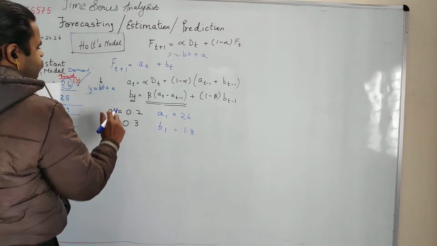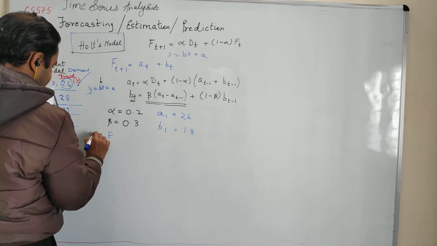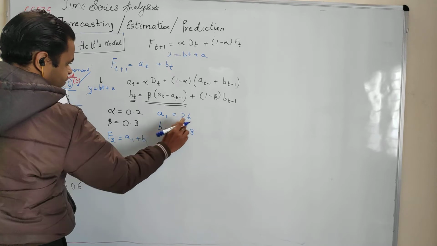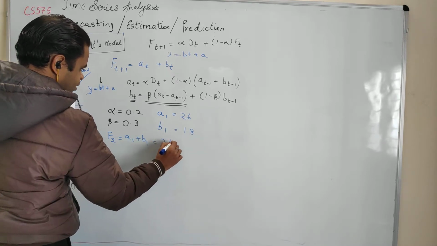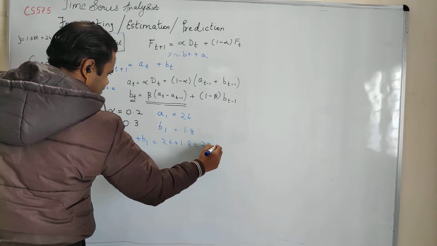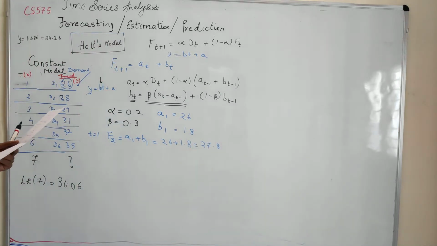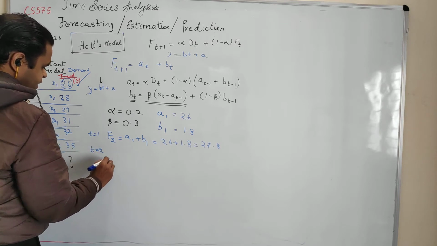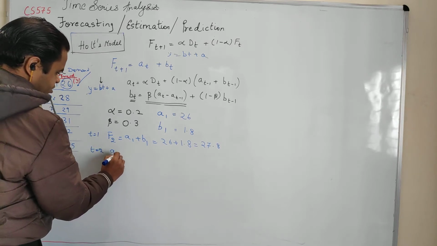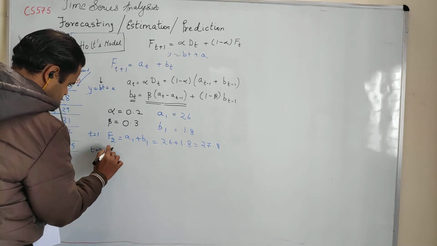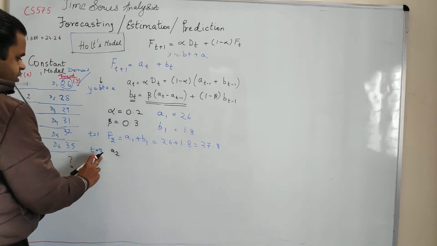Now when we put t equal to 1, let me write, when t is equal to 1, we have f2 is equal to a1 plus b1. We assume these two values, so we have 26 plus 1.8, which is 27.8. Now when we make t equal to 2, let us compute a2.